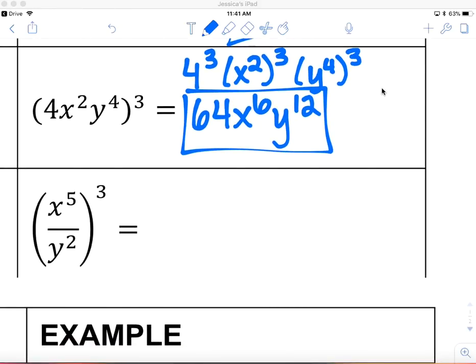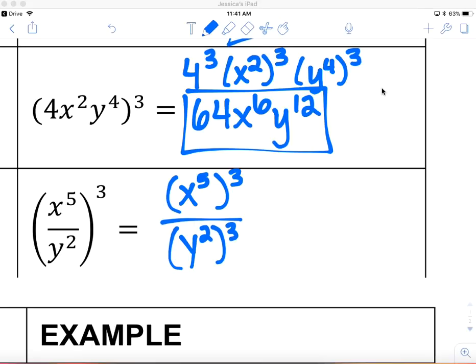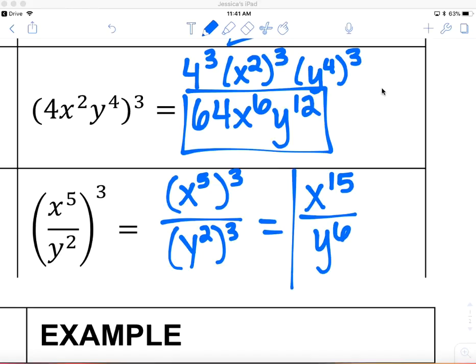For this next one, I have x to the 5th over y squared, all raised to the power of 3. Each base, again, is being raised to that power of 3. So you can look at the numerator and the denominator separately. X to the 5th to the 3rd is x to the 5 times 3, which is x to the 15th. Y squared to the third becomes y to the sixth. You're just multiplying those exponents together.